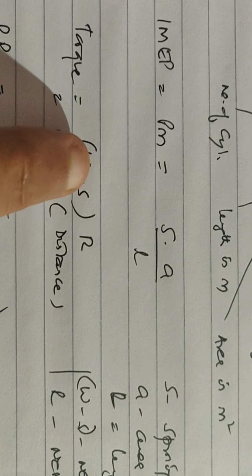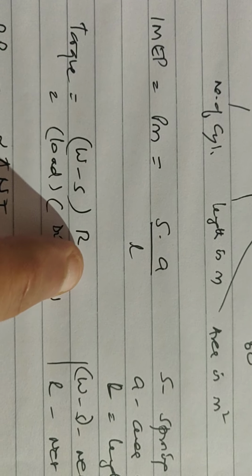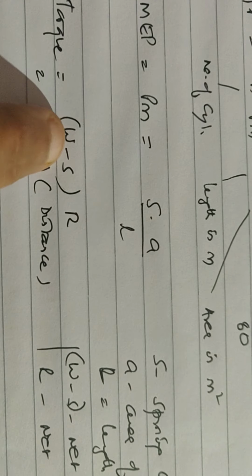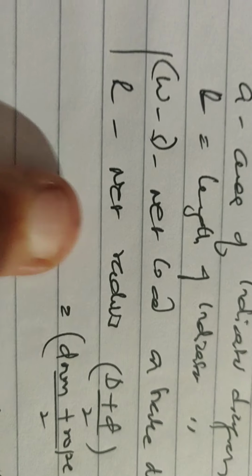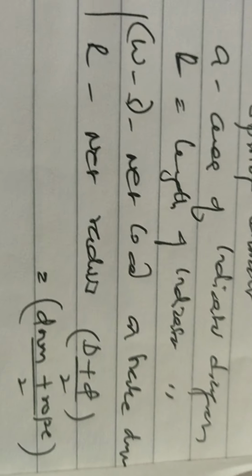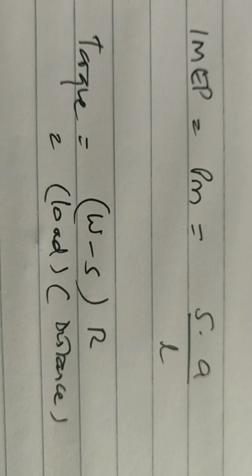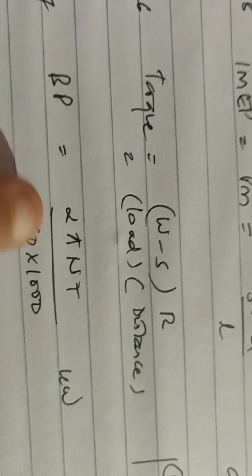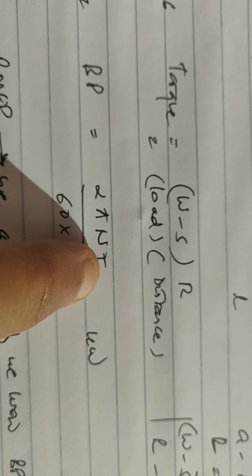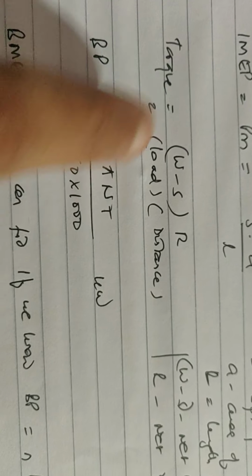Torque is equal to effective load into effective distance. So this W minus S, the bigger one will be W, the smaller one will be S, and the distance will be R. This can be drum and rope diameters if given, drum plus rope diameter divided by 2, force into distance. Brake power is equal to 2 pi NT divided by 60 into 1000. Again, T is torque here and N is RPM. This torque we have found out here.